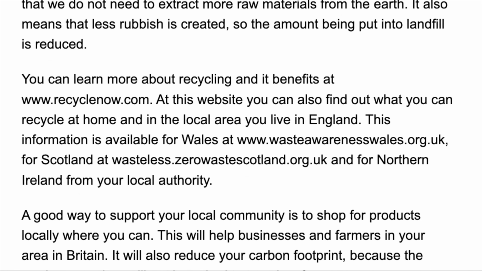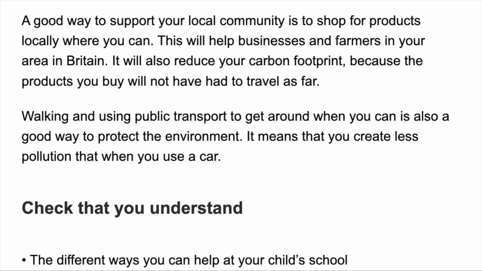A good way to support your local community is to shop for products locally where you can. This will help businesses and farmers in your area in Britain. It will also reduce your carbon footprint because the products you buy will not have had to travel as far. Walking and using public transport to get around when you can is also a good way to protect the environment. It means that you create less pollution than when you use a car.